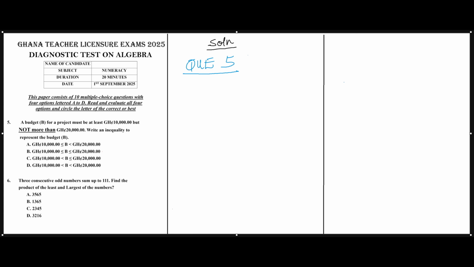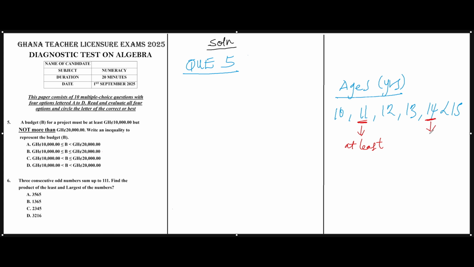Let's say we have these students with the following ages in a particular class. So we have 10, 11, 12, 13, 14, and 15 years. These are the various categories of ages of students in a particular class. And let's say we want to select some age group for a particular program. Now the rule says that the selected students, their ages must be at least 11 years old, but not more than 14 years.